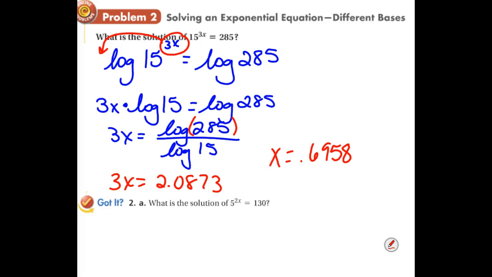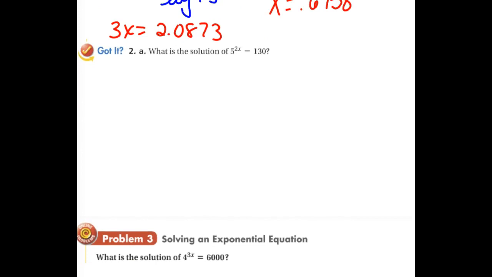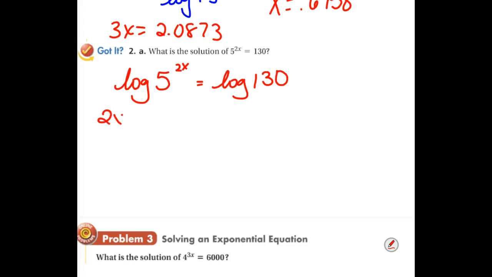Okay? All right, our next one. We have 5 to the 2x equals 130. 5 and 130, there is no common base there. So let's go ahead and take the log of each side. All right, let's move our powers to the front. So we have 2x times the log of 5 equaling the log of 130.